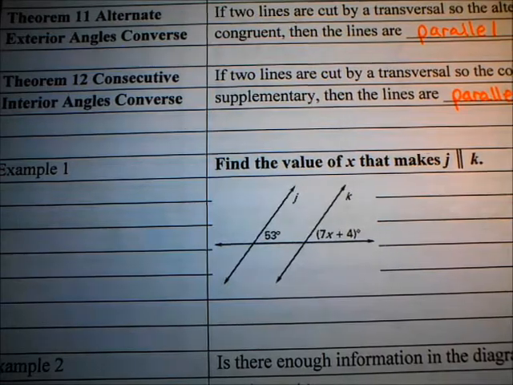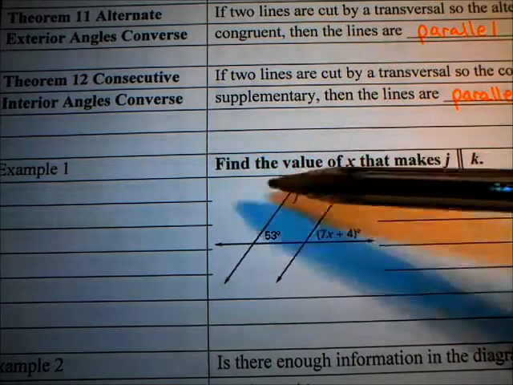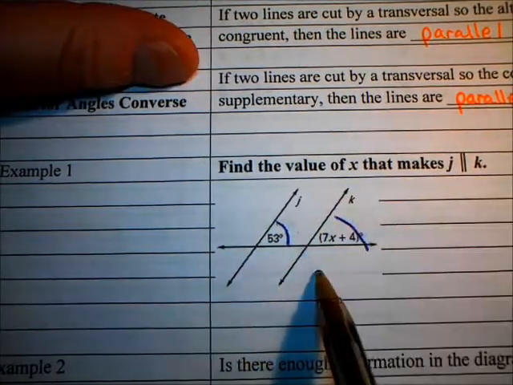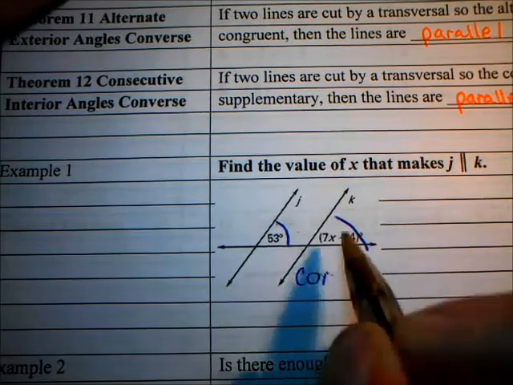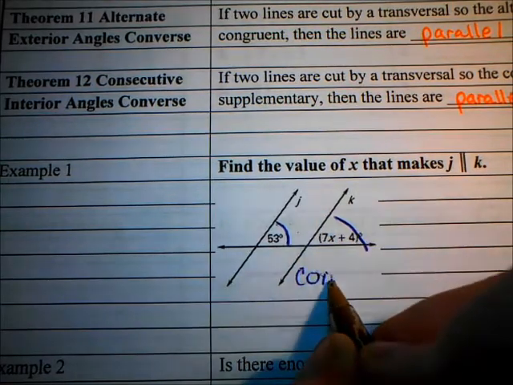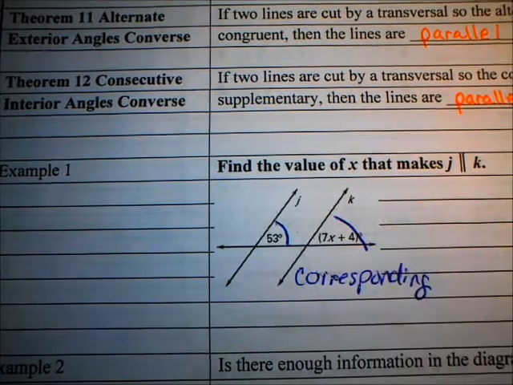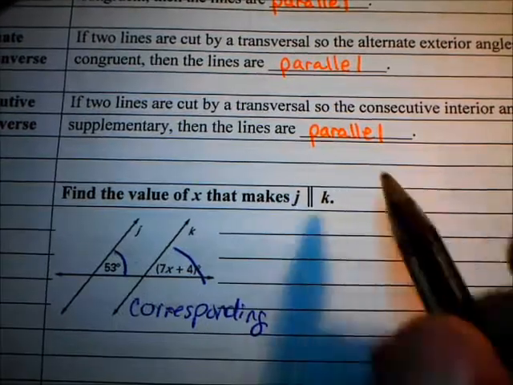Okay, example 1, it says find the value of x that makes these two lines parallel to each other. Well, if I look at my equations here, I notice that they're on the same side. That means these are corresponding. And if I use the postulate, it says that these two things have to be congruent to each other to show that they are parallel.